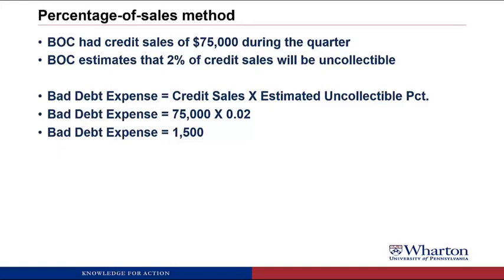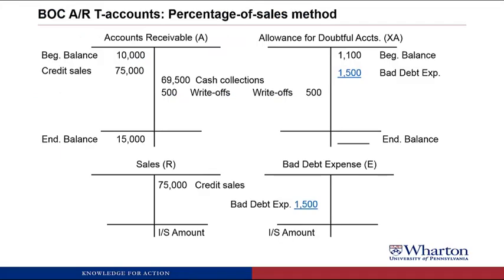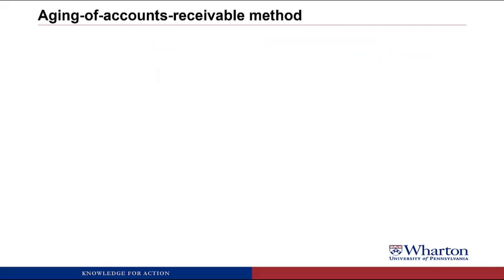Now that we have bad debt expense, we can calculate the ending balance for the allowance for doubtful accounts. So we plug in the $1,500 of bad debt expense, add that to the beginning balance, subtract the write-offs, and come up with an ending balance of $2,100 for allowance for doubtful accounts. Now let's do the same estimate using the aging of accounts receivable method.